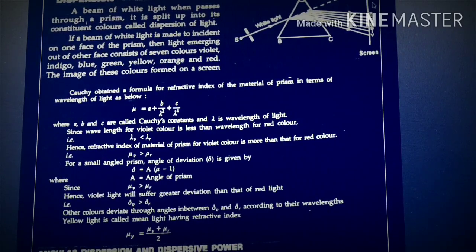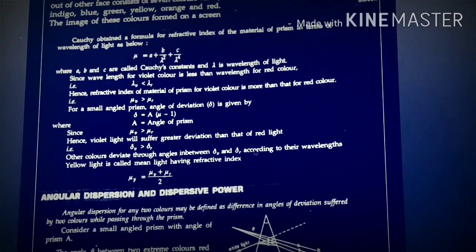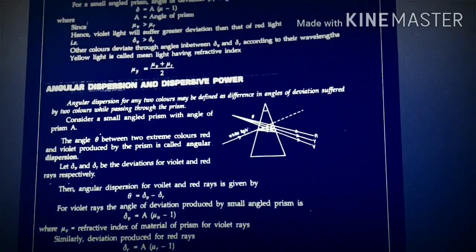This is the highest wavelength, of red color, and the lowest wavelength, of violet color. So other colors are deviated through angles between the violet and red deviation. According to their wavelength, yellow light has refractive index mu y equal to mu v plus mu r by 2. Then next one is the angular dispersion.